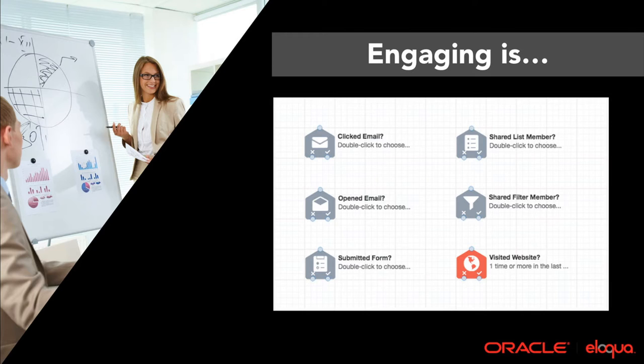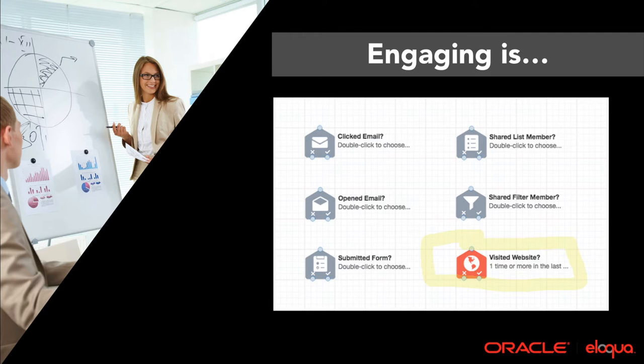The next step there is visited website. Now, one thing to be aware of, and this is definitely a good one to cover under the basics, is what Eloqua is actually asking there. When we say visited website, you'll see there's no individual URL that you can apply to that particular question. So the answer to that question is if they've touched any page that you have the Eloqua tracking code listed.